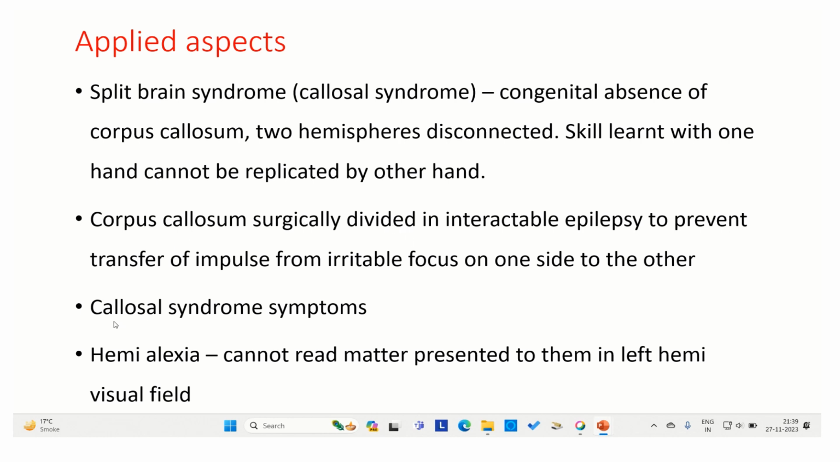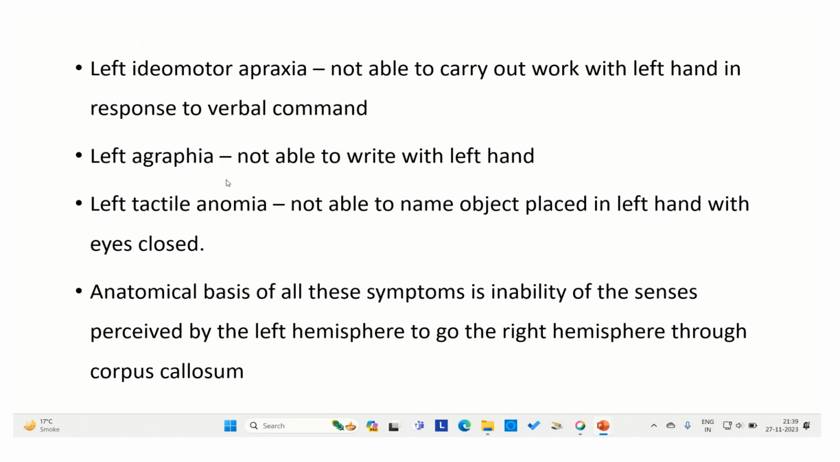The symptoms of callosal syndrome are as follows: hemialexia, where the person cannot read matter presented in the left hemi visual field. Then left ideomotor apraxia, not able to carry out work with the left hand in response to verbal command. Then left agraphia, not able to write with the left hand. Then left tactile anomia, not able to name an object placed in the left hand with eyes closed. The anatomical basis of all these symptoms is the inability of the senses perceived by the left hemisphere to go to the right hemisphere through the corpus callosum.